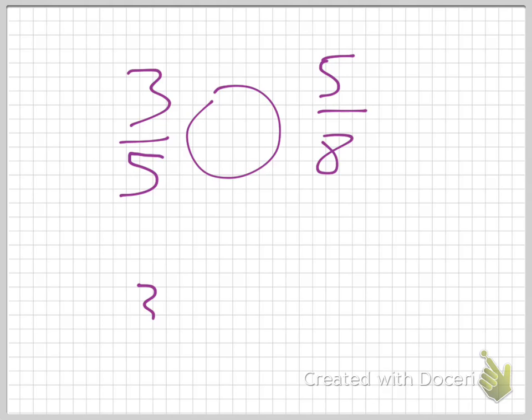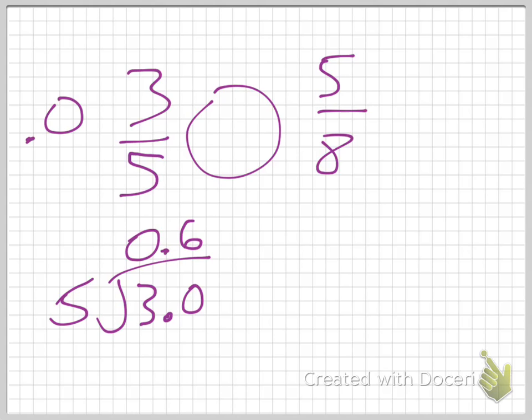3 divided by 5. 5 goes into 3 how many times? 0 times. Add a decimal and a 0, bring the decimal up. 5 goes into 30 how many times? 6. So 3/5 is 0.6. Do you agree with that?